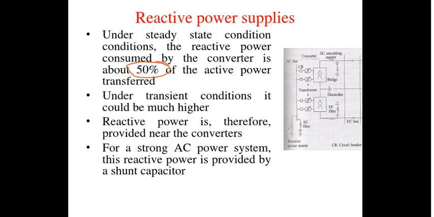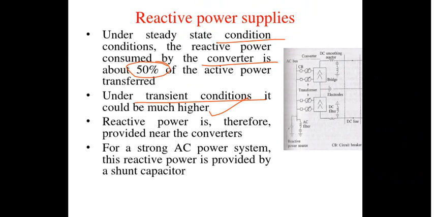In the steady state condition, we say that about 50% of the total active power capacity is consumed as the reactive power in the converters, right? And under transient condition, it could be much higher, it can go up to 70% or 75%, right? So therefore, the reactive power is provided near the converters, right?